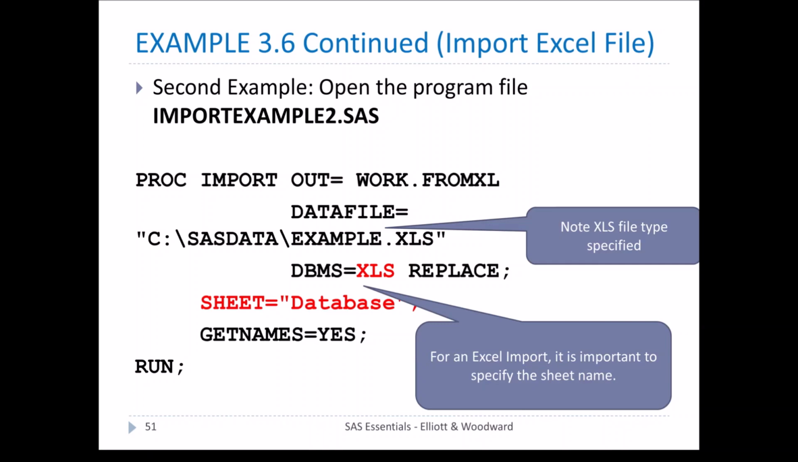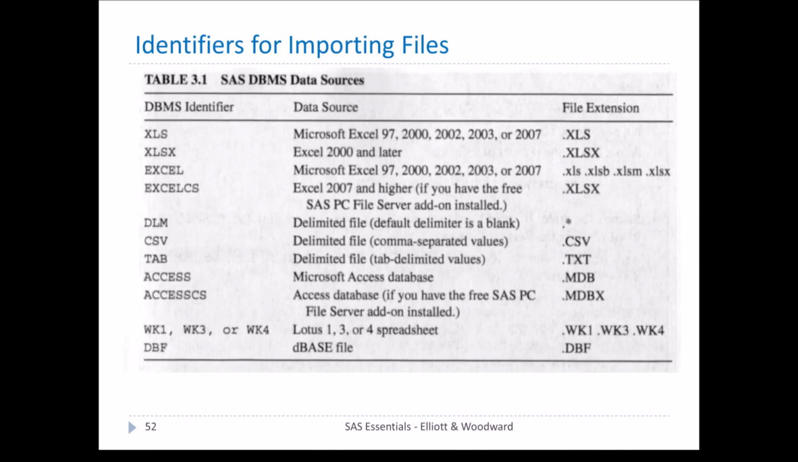Sometimes they typically give names like sheet 1, sheet 2, sheet 3, but you can rename them. In this case, the sheet is named database. And again, we have this get names equal yes, meaning that the first row contains the names of the various columns. All right, so let's look at what kinds of things we can read in.